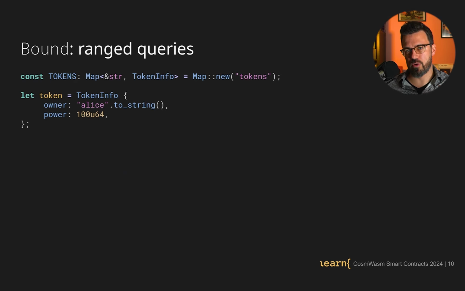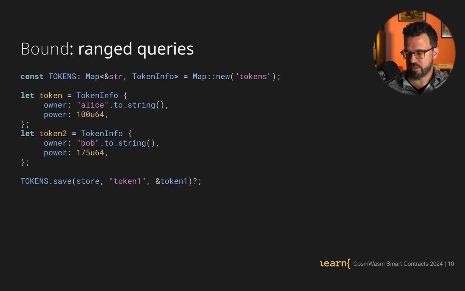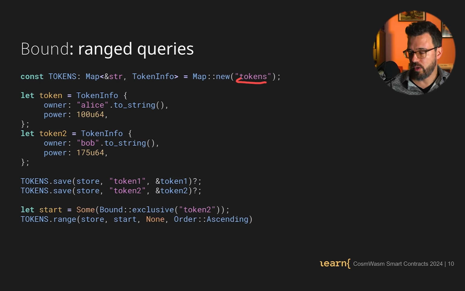You can also bound your requests. In other words, retrieve all requests after or before a certain point by key. And this is helpful for pagination, which I'll show directly on the next slide. Let's say I have a tokens map. Again, it's at the tokens location, and I have 2 tokens in it, token 1 and token 2, which are owned by Alice and Bob with these power items.